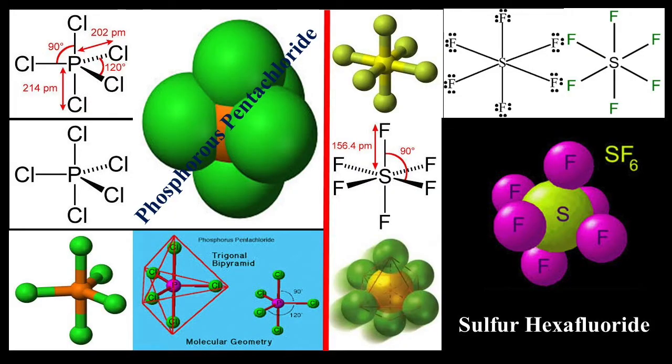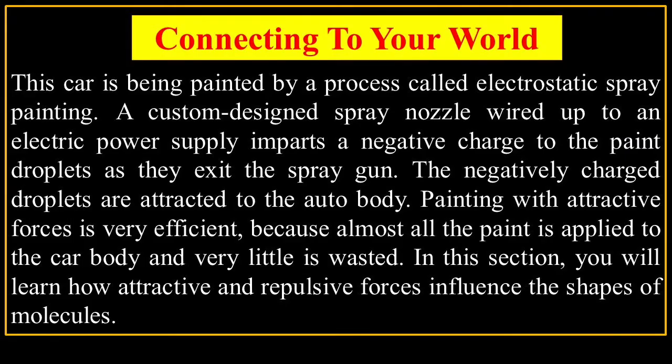And here we have the 2 molecules we're talking about, the sulfur hexafluoride and the phosphorus pentachloride, with the various bond angles and structural formulas. When we do our experiment on molecular geometry, these shapes will make more sense to you. So stay tuned for some molecular geometry.